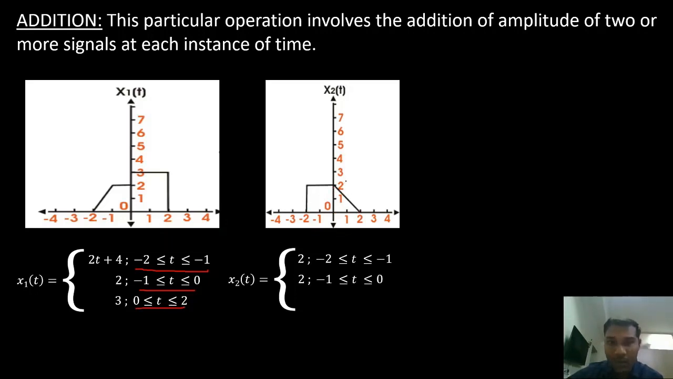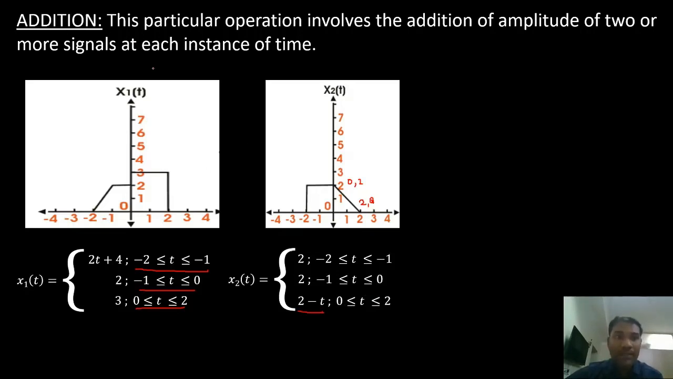So what are the points here? The points are (0, 2) and (2, 0). If you find the line equation for these 2 points, we'll get 2 minus t. You can verify this. It will be 2 minus t.